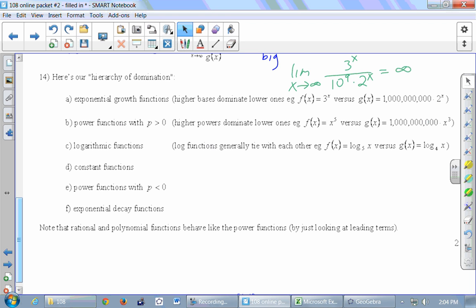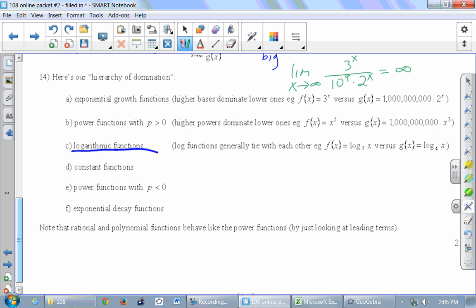Okay, next one, we just saw the power functions with p bigger than 0. Any power function where p is bigger than 0 is second. And if you have a tie, like x to the 4th and x cubed, 2 power functions, again, the higher thing wins. So x to the 5th would dominate a billion x cubed eventually.